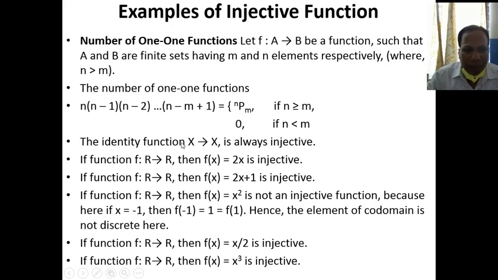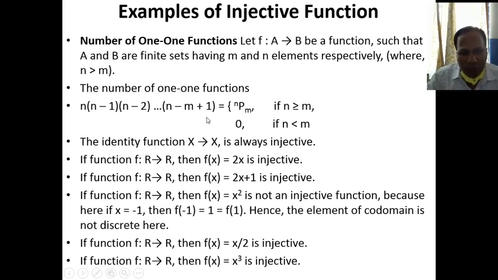Some examples of one-one functions: the identity function defined from a non-empty set to a non-empty set is always injective in nature. The function f defined from R to R such that f(x) is equal to 2x is injective in nature. Similarly, the function f from R to R, f(x) is equal to 2x plus 1, is also injective in nature. And we will be proving these after some time.